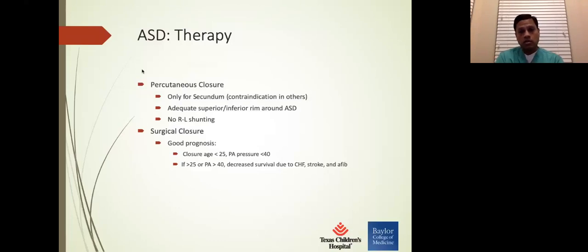Surgical closure usually has a very good prognosis, especially if it's done under 25 years of age with PA pressures of less than 40. If it is done in older patients or when the pulmonary artery pressures are increased to more than 40, there is decreased survival due to stroke and risk of atrial fibrillation and heart failure.